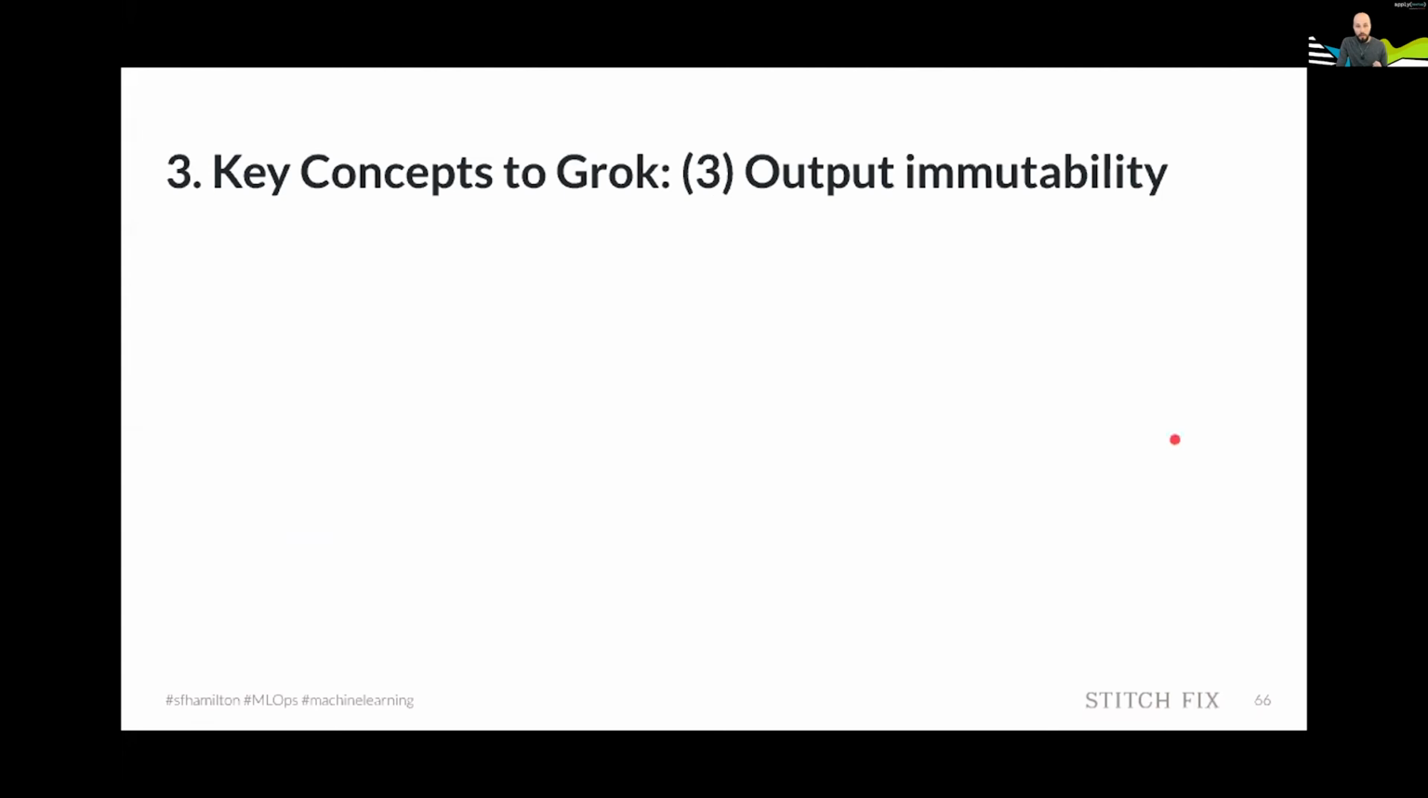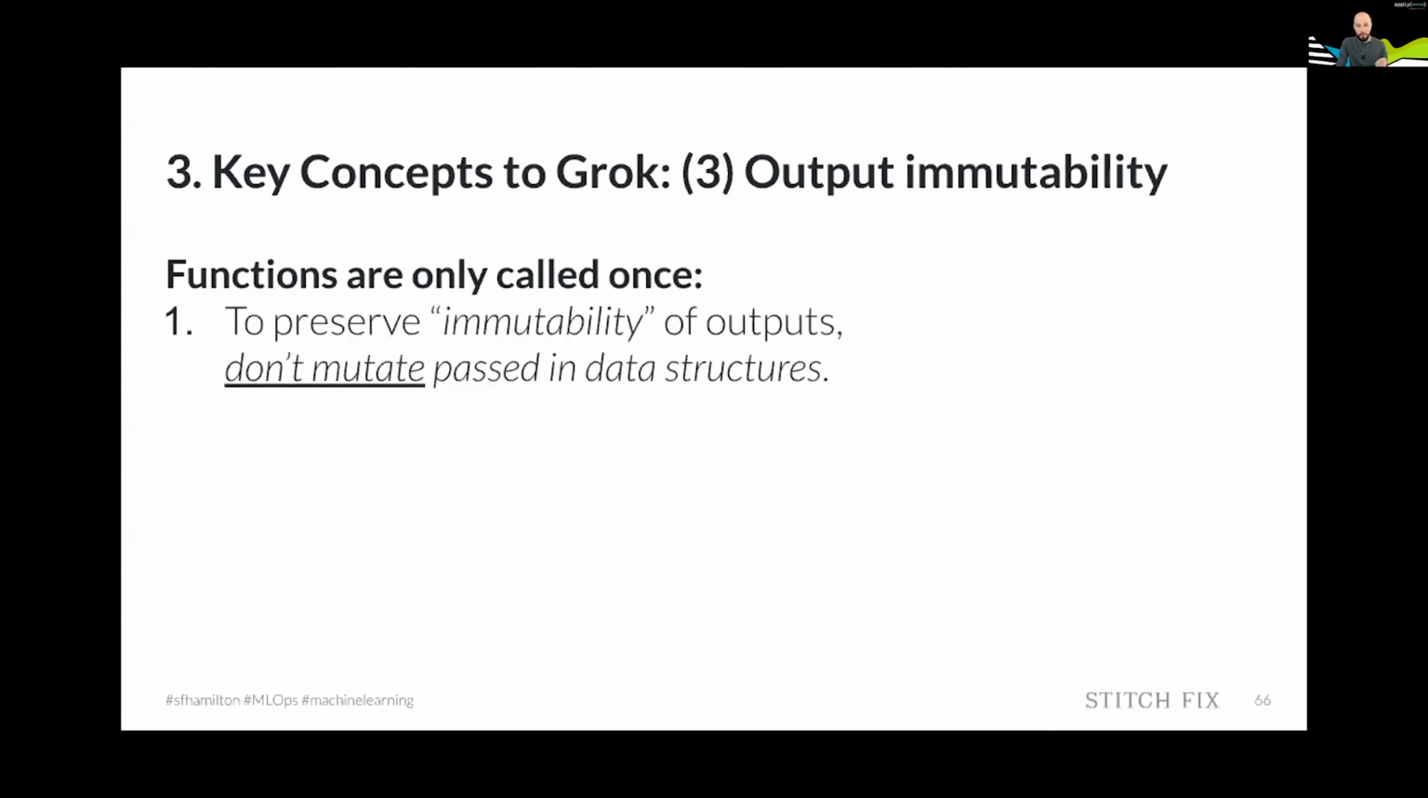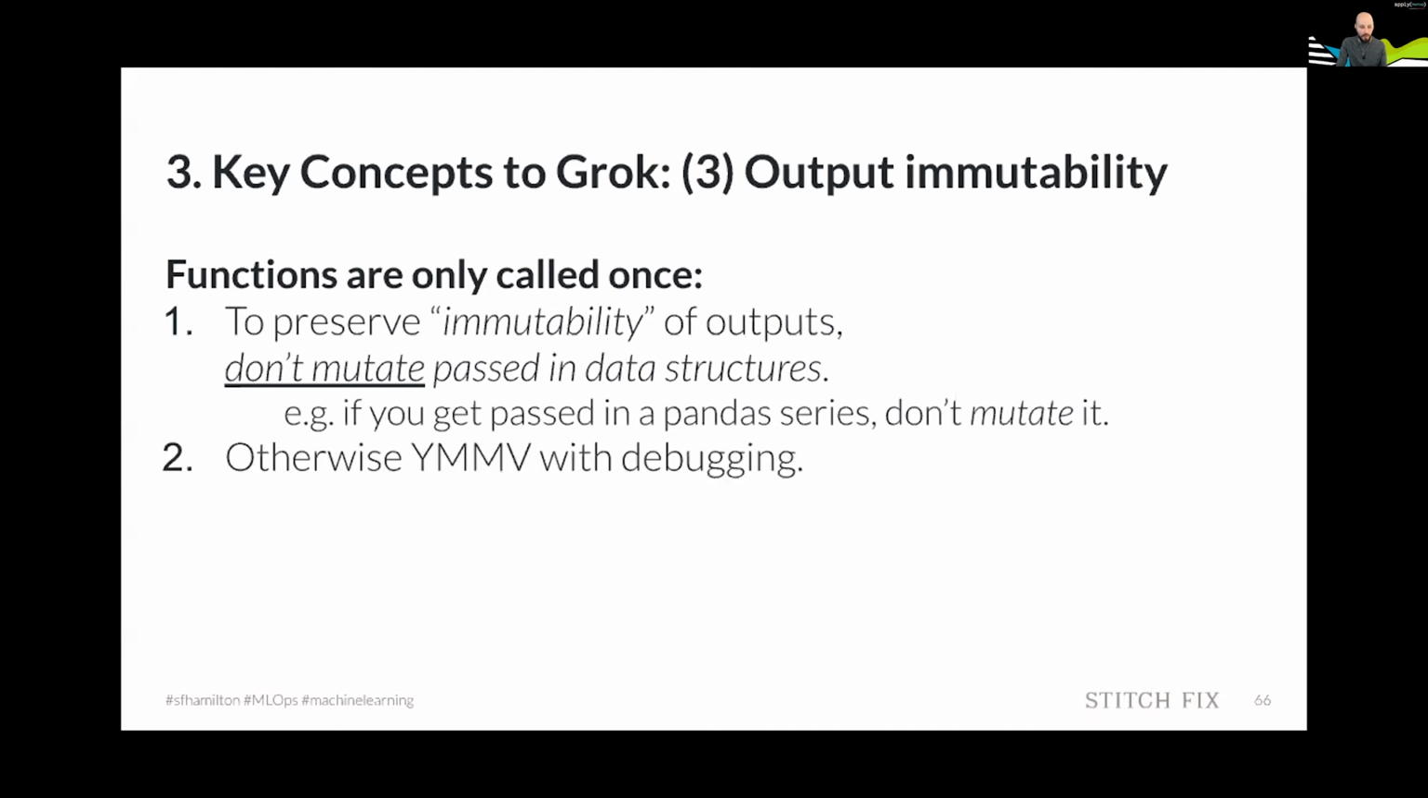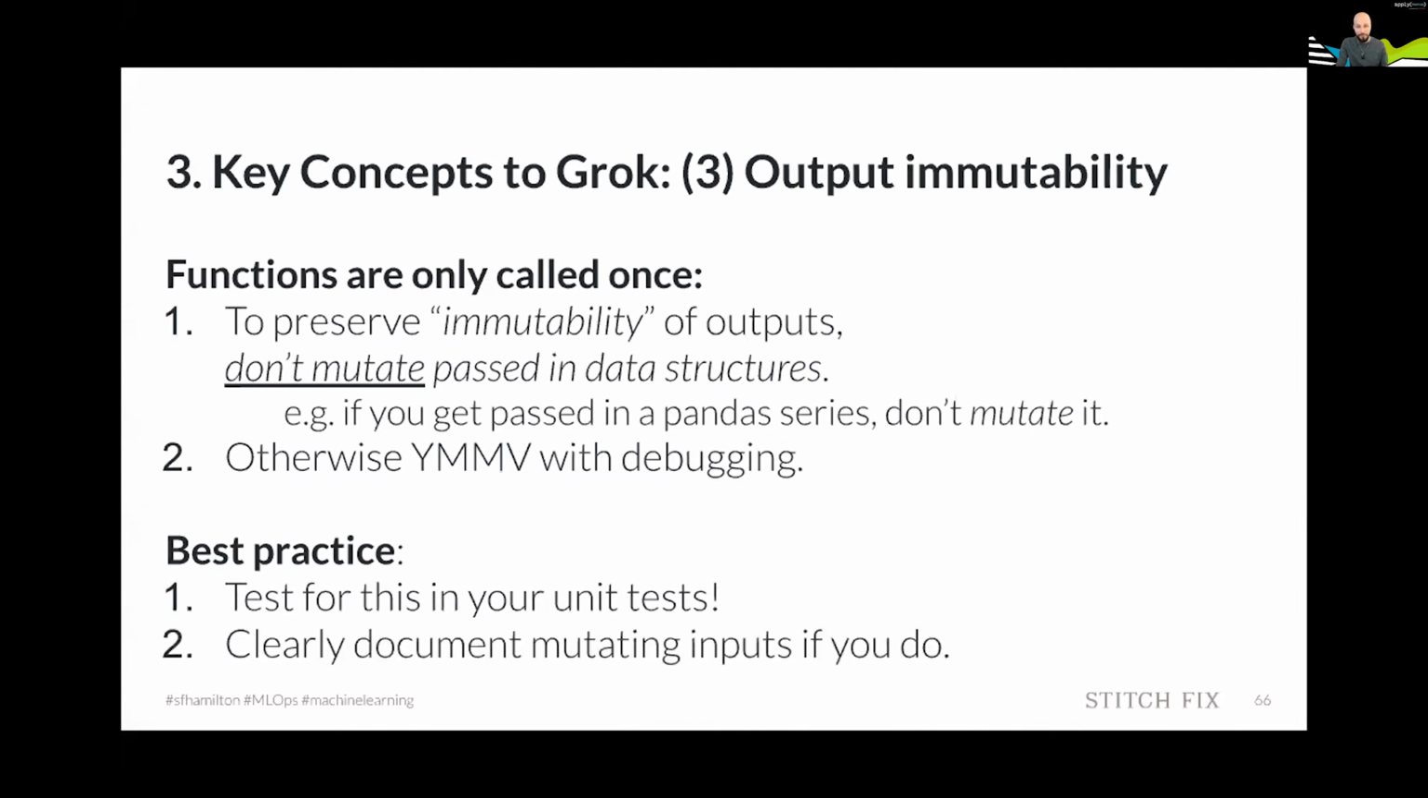The third is output immutability. Because functions are only called once, you can generally come up with a pattern where what a function outputs is immutable. Now, that's only true if you don't mutate that output in another function. Specifically, if you are operating over a pandas series and you get passed one in, don't mutate it, create a new one. Otherwise, your mileage may vary when you're debugging. So best practice here is to test for this in your unit tests if this is important. Otherwise, clearly document that you're mutating inputs so it's easier for someone who comes across things to understand what's going on.